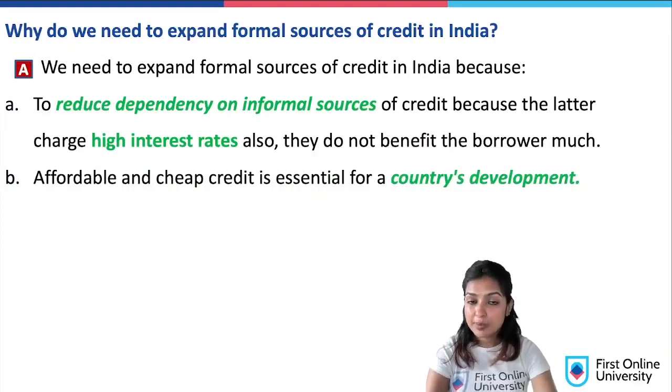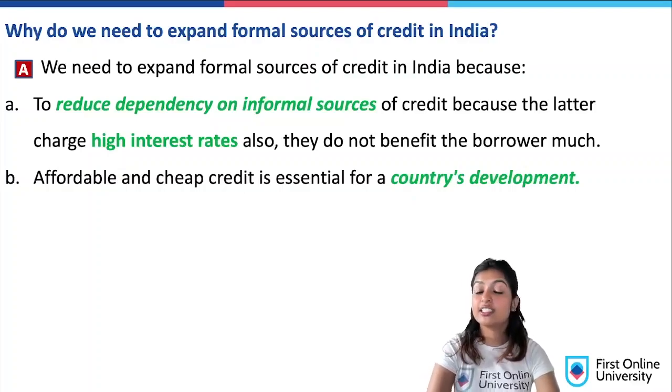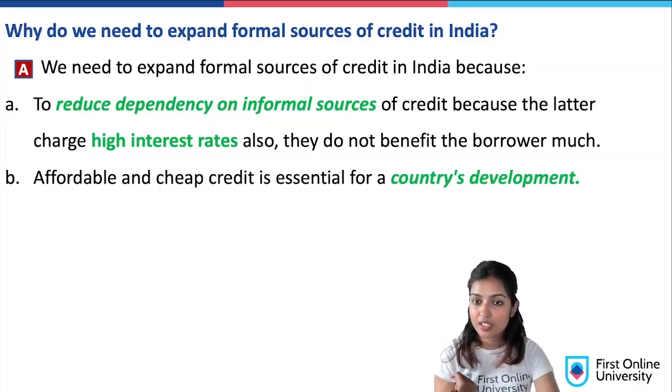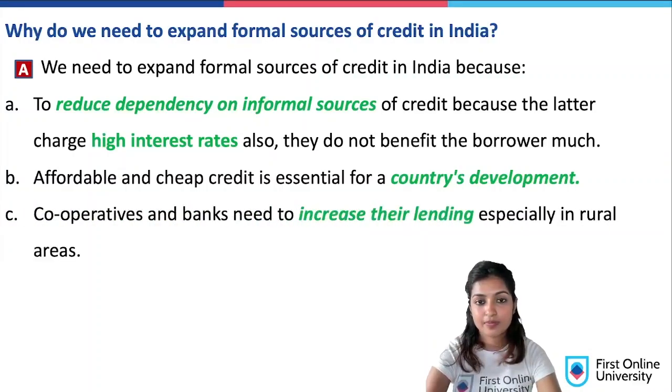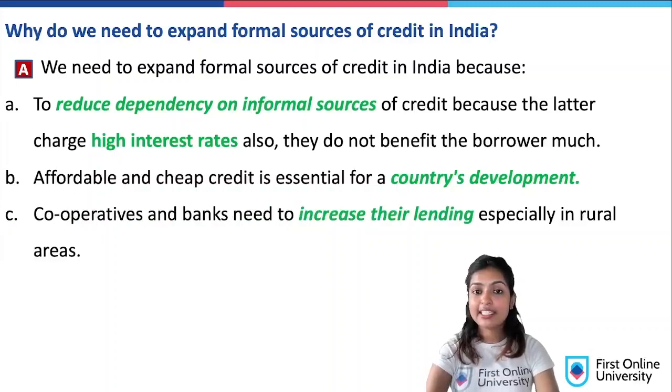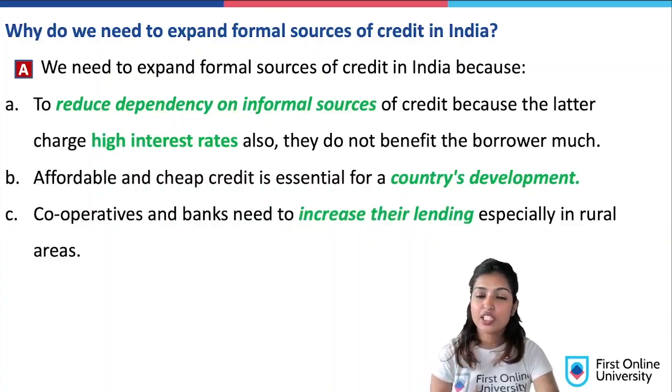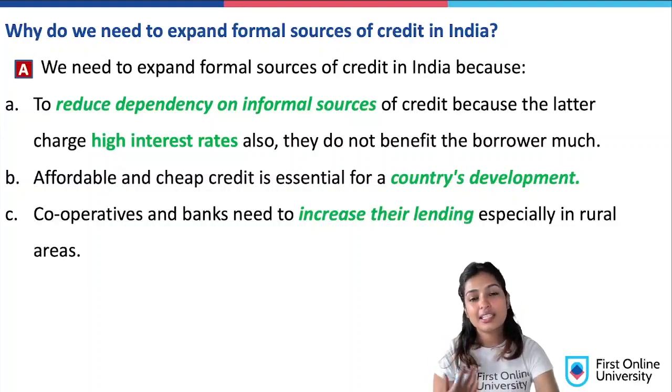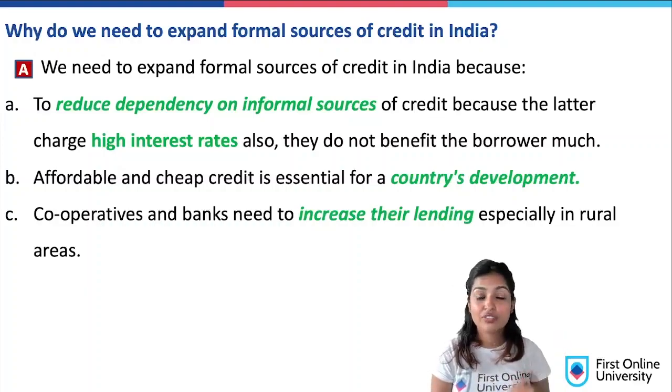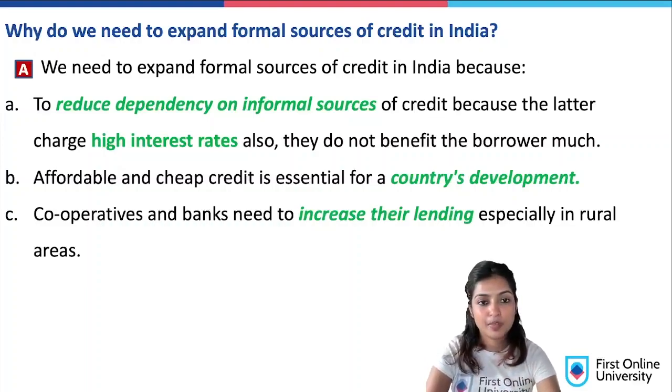And also, cheap credit, that is a smaller amount of interest to be given back for the credit that is availed, is very essential for a country's economic development as well as social development. Cooperatives and banks need to increase their lending capacity, especially in rural areas. They can set up rural branches so that everyone is able to access these branches and does not have to keep traveling to the urban areas. They can do this as one method of increasing their lending.